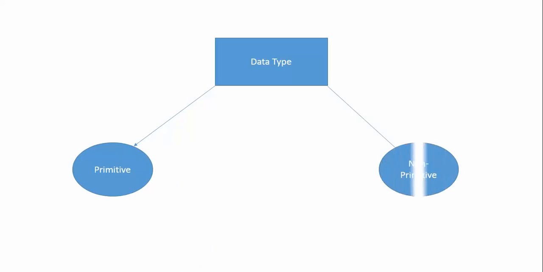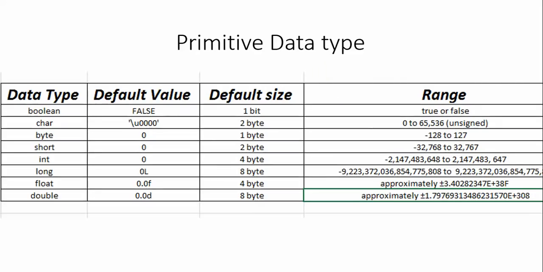So data type, yes, as we discussed, we have two kind of data type. One is primitive and another is non-primitive. So in primitive data type, we have all these data type. So we'll start with Boolean. So you can see we have 8 data types which come under primitive data types.